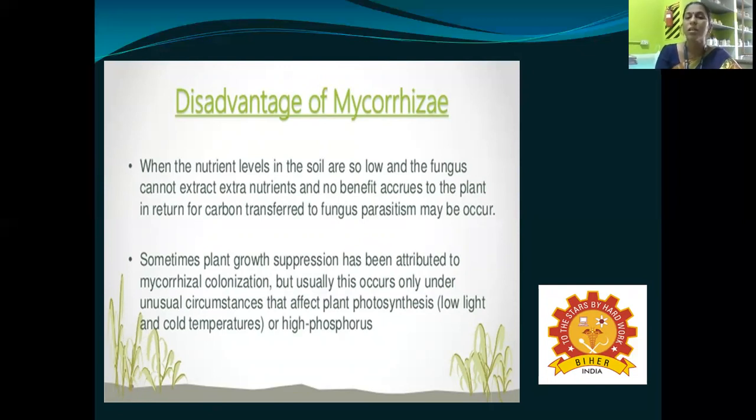And then sometimes plant growth suppression has been attributed to mycorrhizal colonization. But usually this occurs only in unusual circumstances that affect plant photosynthesis. If photosynthesis cannot occur, the plant cannot grow, especially in low light and cold temperature, or with nutrients, especially phosphorus. If the phosphorus content is high, it automatically inhibits the growth of this mycorrhizae.